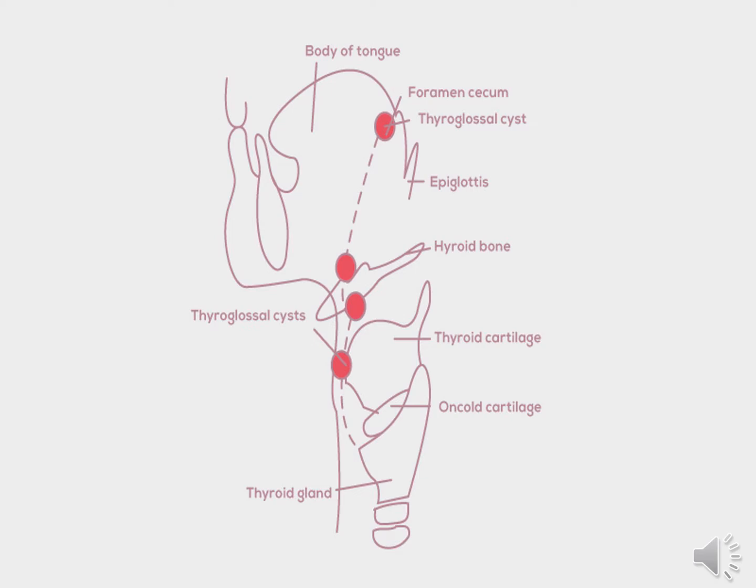It can also be situated down in front of the hyoid bone or above the hyoid bone, can be situated down to the hyoid bone, or even sometimes can be found near the gland swelling. So these all are called thyroglossal cysts.